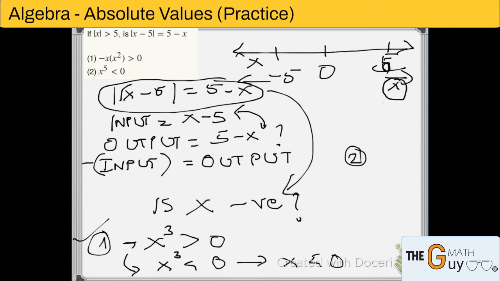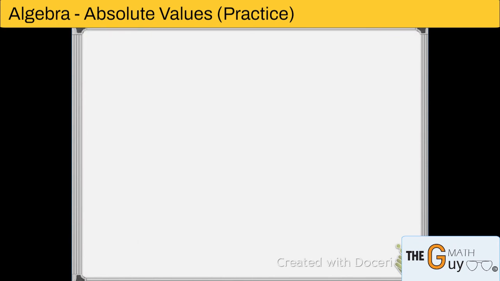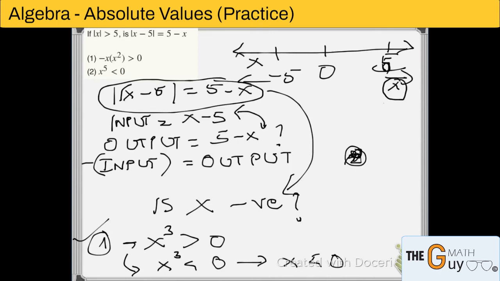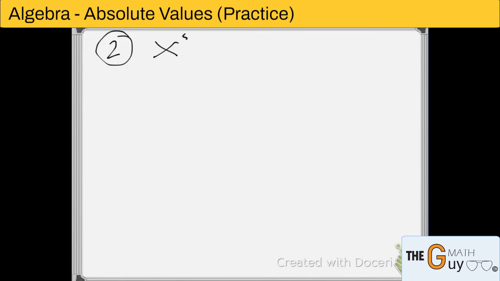Similarly, second statement. Okay, I'm not going to be stingy with my space. I'm going to actually move to the next slide. Second statement says that x to the power 5 is less than 0, which means x to the power 5 is negative. It's an odd power. Similar to the first statement, this also tells you that x is less than 0, so it helps you answer the question. So the second statement is also sufficient. The answer is D. Both statements are sufficient.